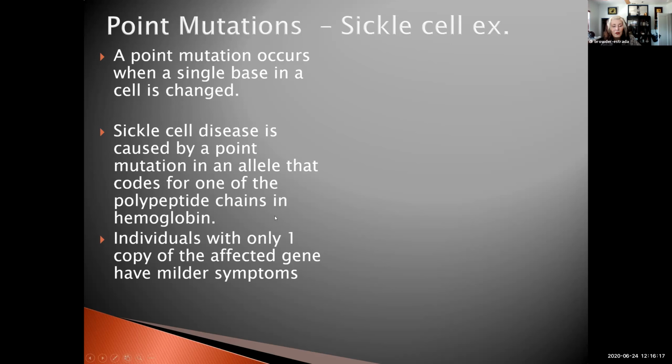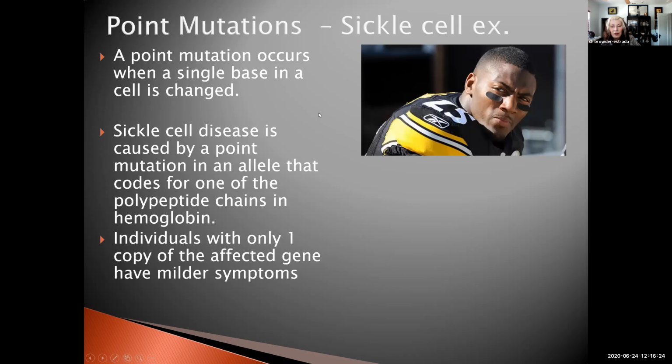So as an example of when you have just one copy of the gene, when you're heterozygous for this mutated gene, my example person here is, even if you have never heard of this man, you know from his outfit and his general physicality that he's insanely fit. He was a professional football player in the NFL for quite some time, the Giants, Steelers, and Redskins. This is Ryan Clark.